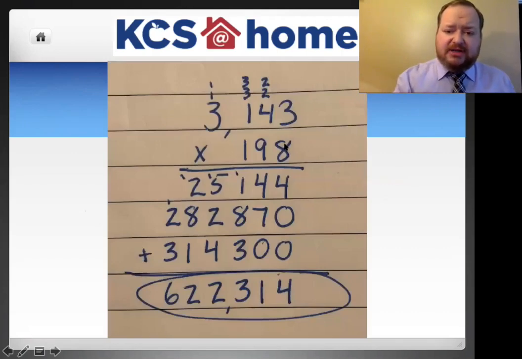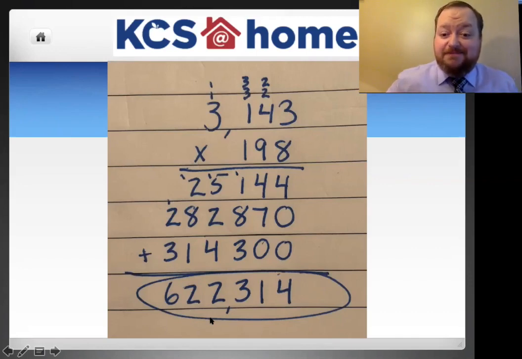Again, as a quick reminder, I took the first digit here, the number 8, multiplied it by my first factor and got my answer 25,144. Then I took the 9, which was actually 90, multiplied that by 3,143 and got 282,870 right here. Then I took 100, multiplied that out, which if you'll notice there, I just ended up adding the 2 zeros for the hundreds place because it was 100. All right, added it all together to get my answer of 622,314.